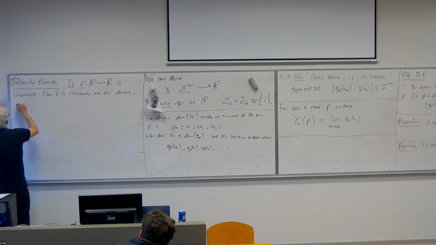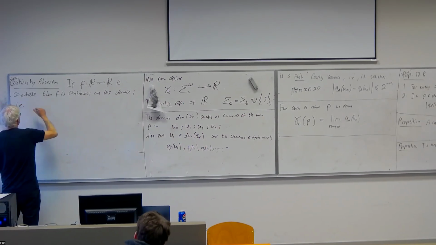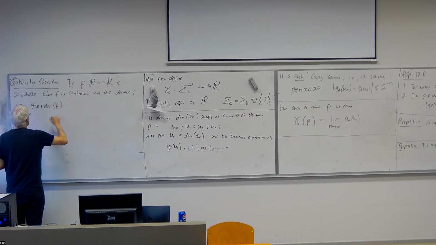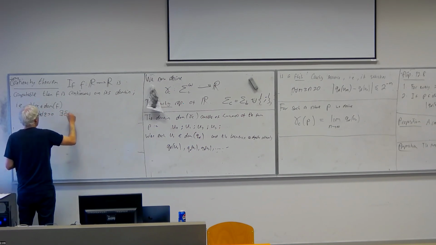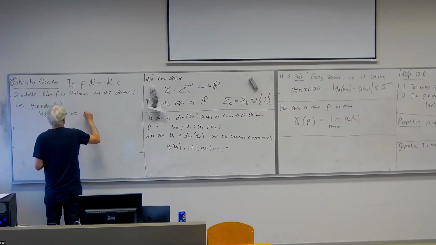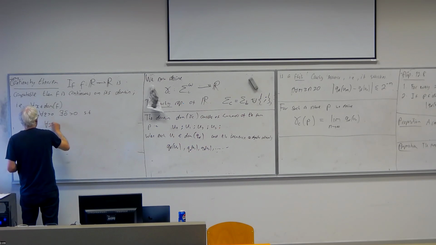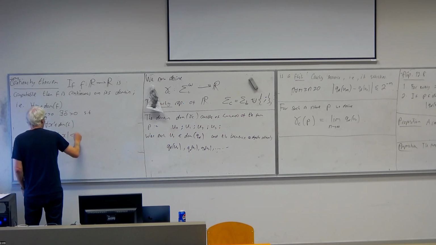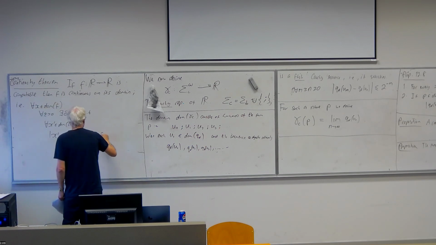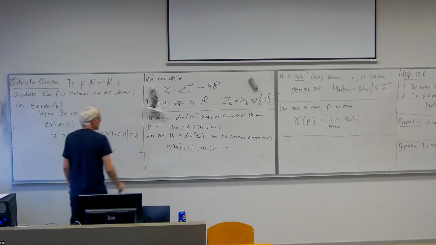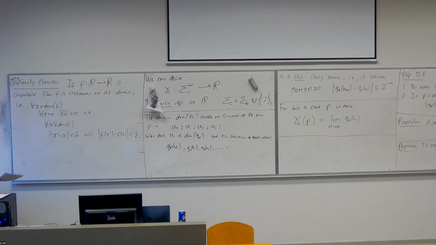So let's expand that out, i.e. for all x in the domain of f, for all epsilon greater than 0, there exists a delta greater than 0 such that for all x prime in the domain of f, if x prime is within delta of x, then f of x prime is within epsilon of f of x. Okay, so that is what we're going to prove.